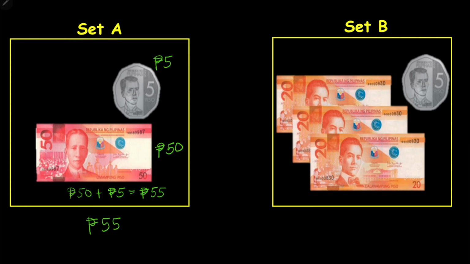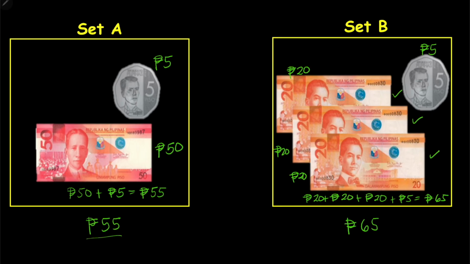How about in set B? How many 20 peso bills do we have? Let's count. 1, 2, 3. So each is worth 20 pesos. So 20 pesos, 20 pesos, and 20 pesos. And we have one 5 peso coin. So add all the values. 20 pesos plus 20 pesos plus 20 pesos plus 5 pesos is equal to 65 pesos. So, set B has a value of 65 pesos.